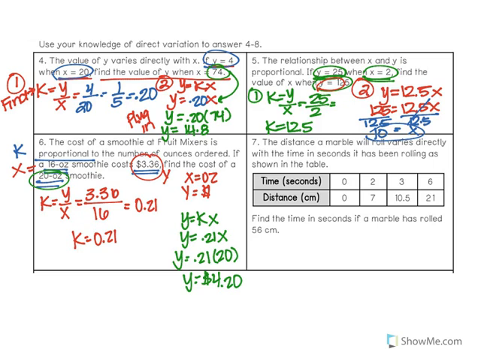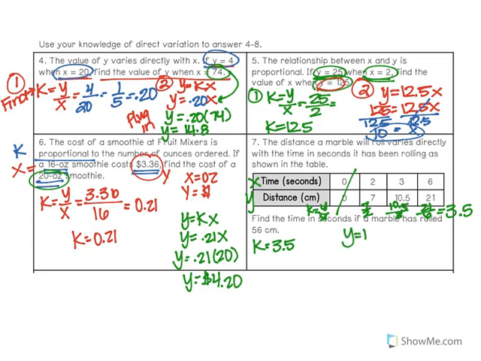In the next one, it's done in a table, so I'm going to label my x's and my y's. The distance a marble rolls varies directly with the time in seconds it has been rolling as shown in the table. We're going to find the time in seconds if a marble has rolled 56 centimeters. So to find k, we're going to do y over x, which we're not going to do the zeros, but we do 7 over 2, 10.5 over 3, and 21 over 6. All of those simplify down to 3.5. So my k is equal to 3.5.